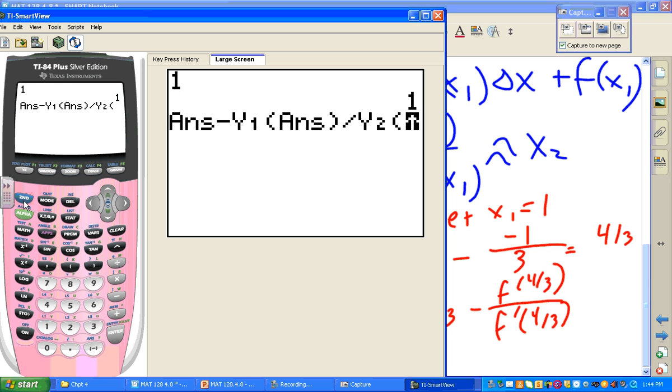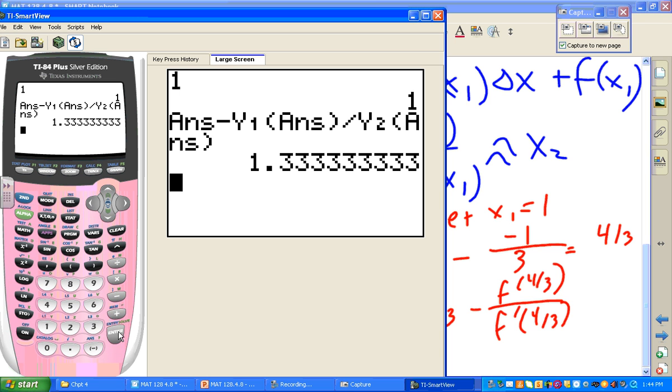That was how Feigenbaum worked. I used my answer. There we go. All right, looking good, 4/3. Now I'm going to take my answer, run it through again. 1.26.